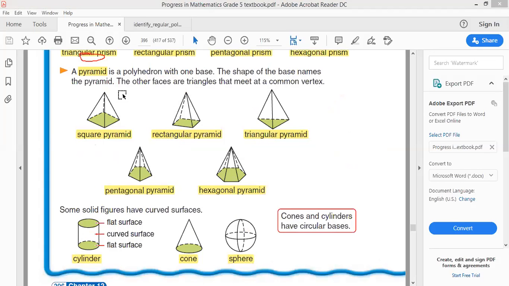Look at there. In the first pyramid, what is this shape down in the base, the green color? It's a square. So yes, it's a square pyramid. Here in the second one, the base with the green color is a rectangle. So we call it rectangular pyramid.